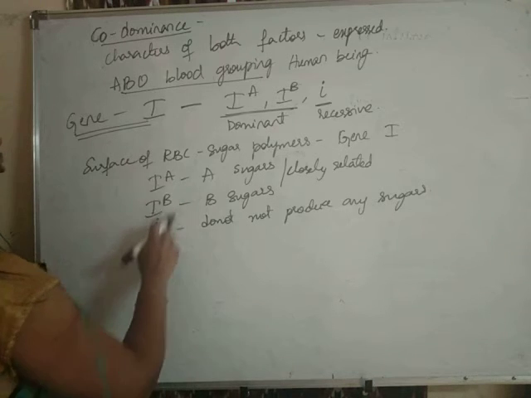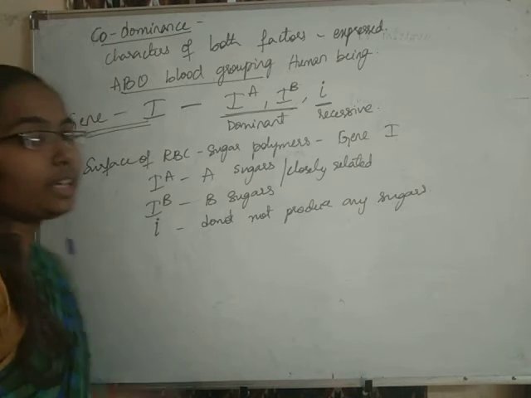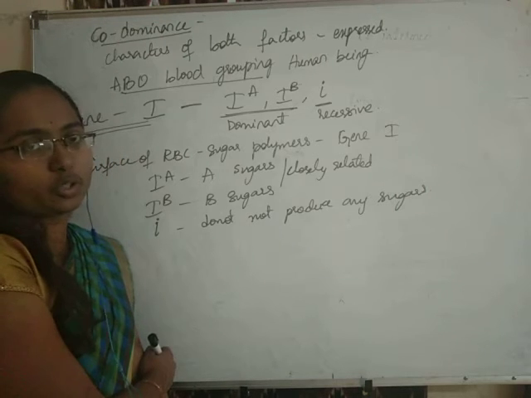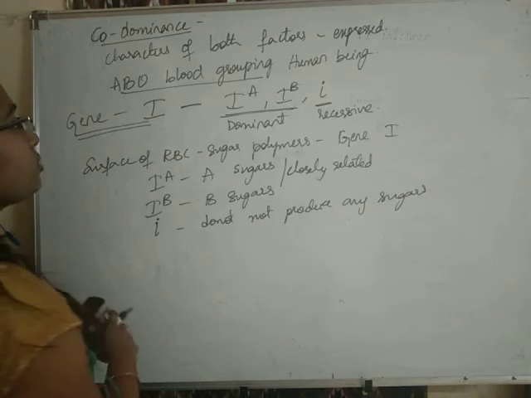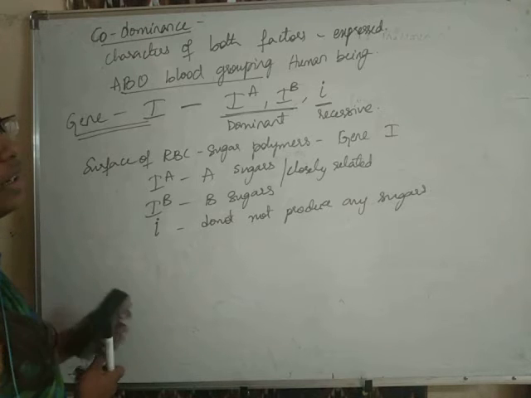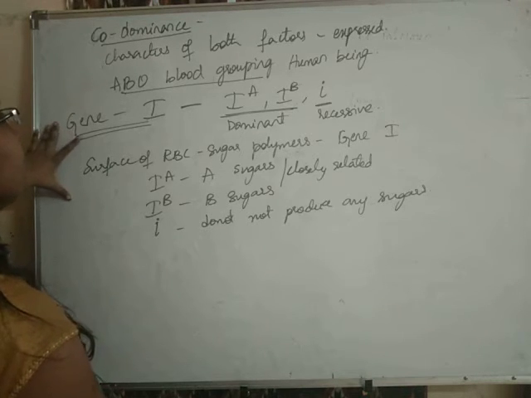So, because there are 3 different types of alleles for the gene I, there will be 6 possible types of genotypes. Let us see what those possible genotypes will be. Before we learn about the possible genotypes, first we will revise what we have learnt here, students.